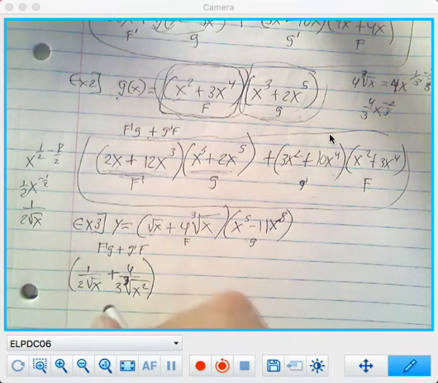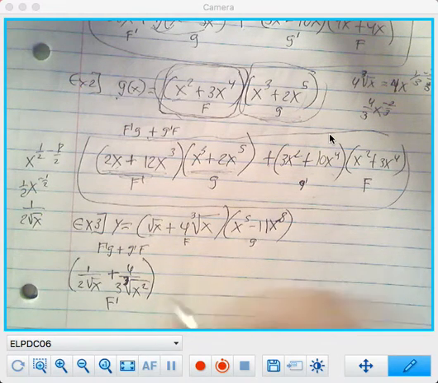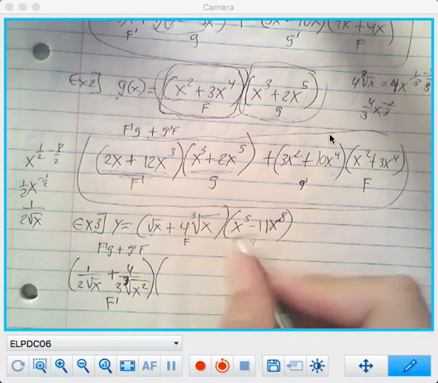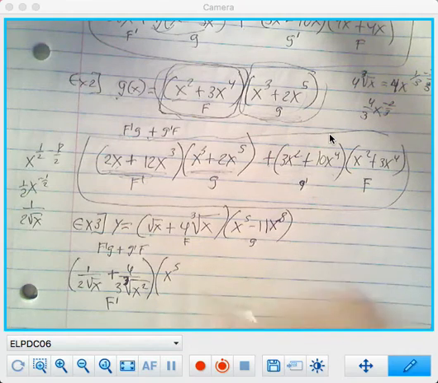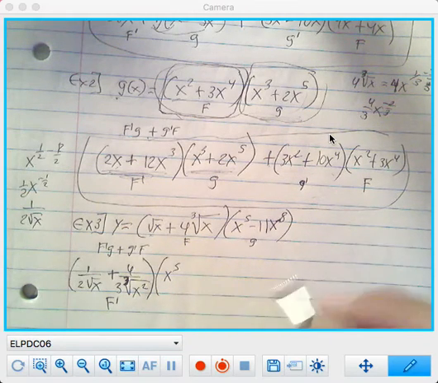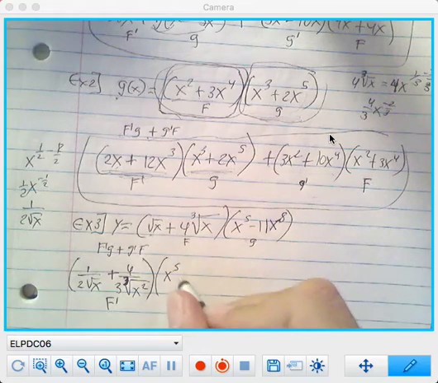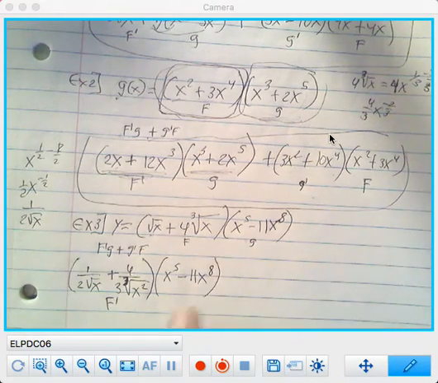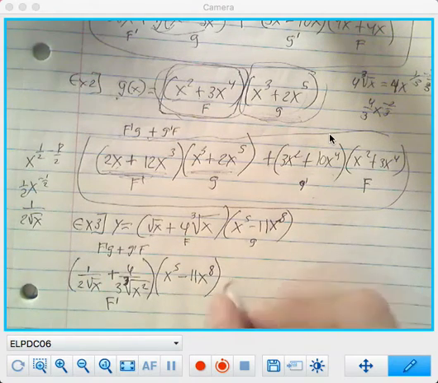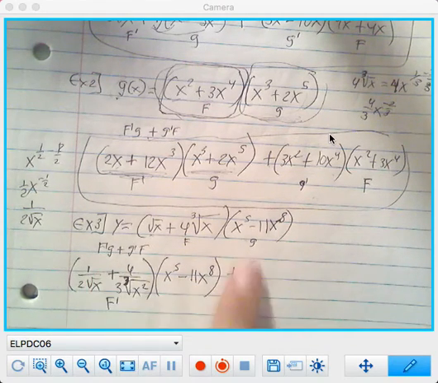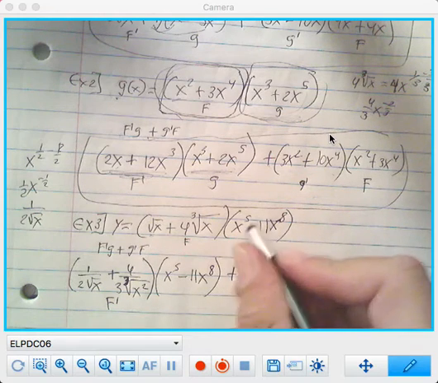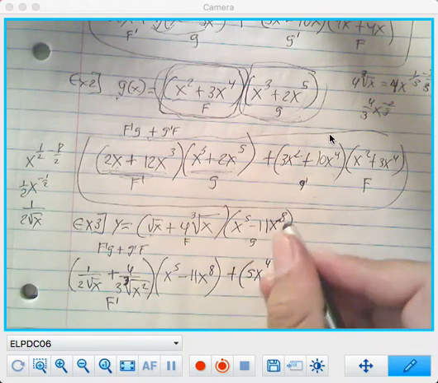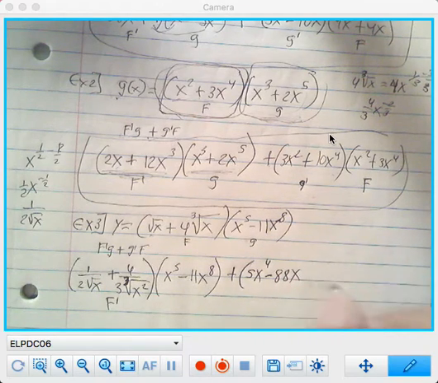Okay, this is f prime. Now we need to copy g, which is this. 11x to the 8th. That's just g, right? Copy g. And then big plus. Now we need to take the derivative of g. That should be easy. The derivative of x to the 5th is 5x to the 4th. I have a minus, so it will be 88x to the 7th.